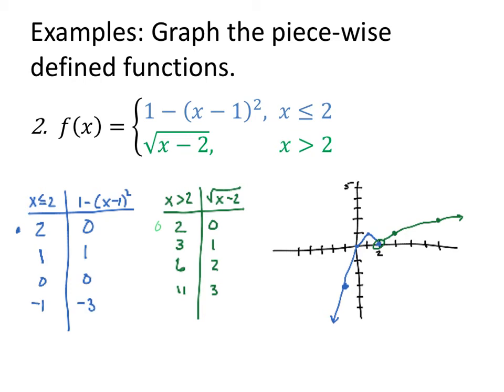4 and 5 give me outputs that are not necessarily nice numbers. They're irrational. I don't really want to graph them. So I move on to numbers that are going to work for me. 6 minus 2 would give me 4. The square root of 4 is 2. 11 minus 2 is 9. Square root of 9 is 3. I can plot my blue values. Closed dot at 2, 0. And I can plot my green values, the open circle at 2, 0. And it goes up in a radical form.